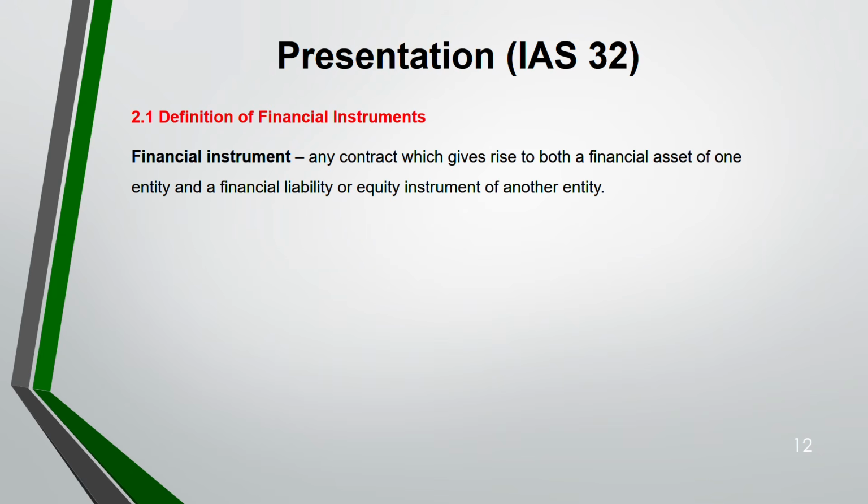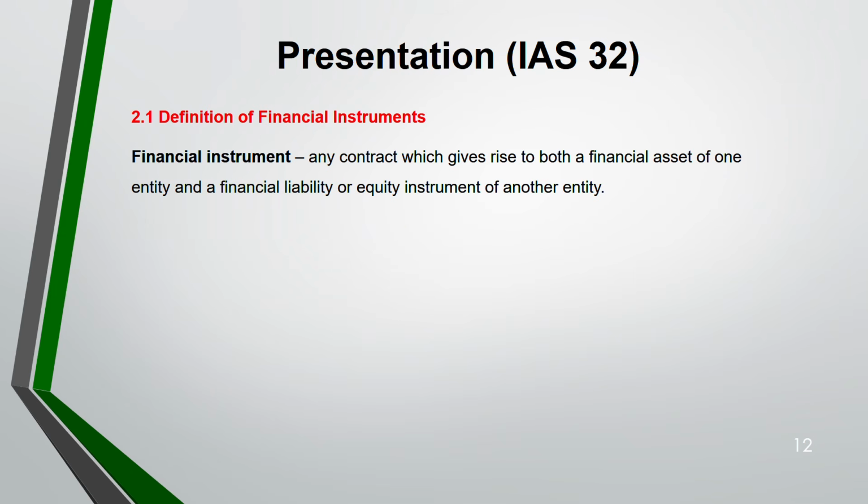Defining financial instrument. Remember, all these definitions, you don't actually have to memorize them, but understanding is the key. So any contract which gives rise to both a financial asset and a financial liability. Why both? For one entity it is an asset, for another entity it is a liability. Your asset is a liability for another one, and your liability is an asset for another entity. That's why it has to give rise both to a financial asset of one entity and a financial liability of another entity. Remember, it could be a financial liability or an equity instrument of another entity. Asset for you, liability or equity for another entity.